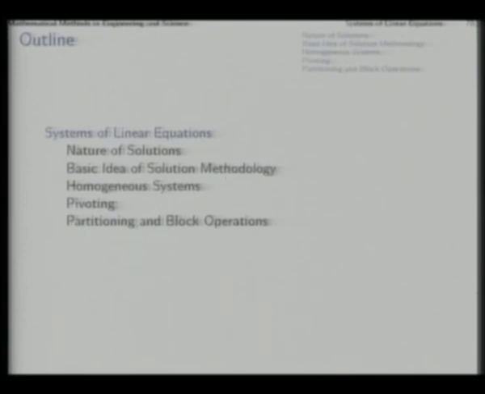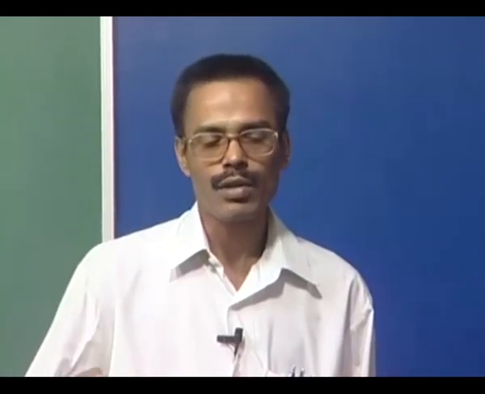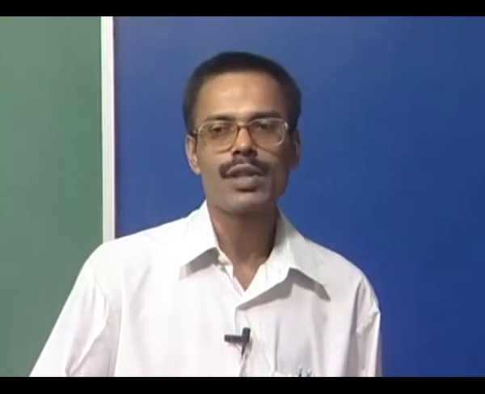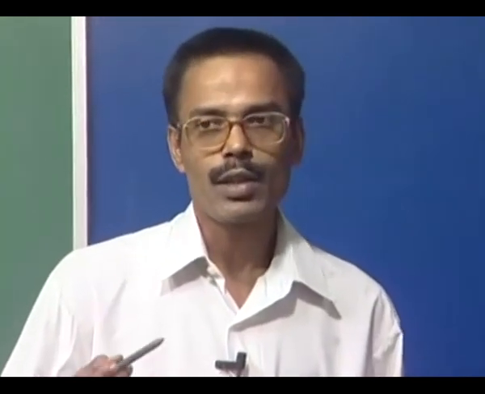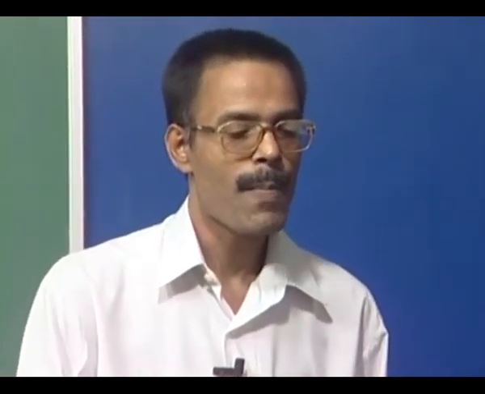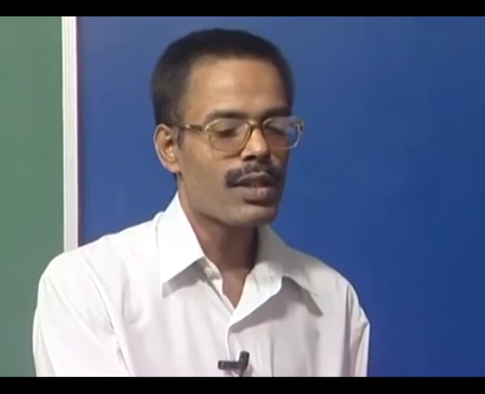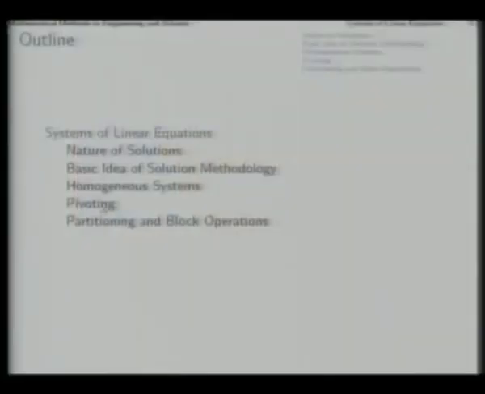And then, we will consider the particular case of homogeneous systems of equations in which the right hand side is 0. The other case, when the right hand side is not 0, will be taken up later, which is the more regular and routine case of such systems. After this, we will consider two important issues in such systems. One is pivoting and the other is partitioning.